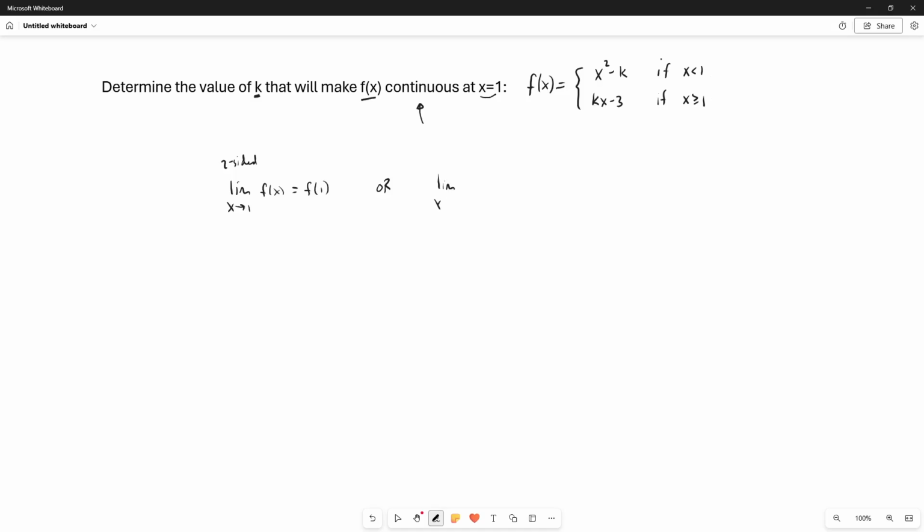The limit as x approaches 1 from the left is equal to the limit as x approaches 1 from the right, and then equal to the function value. So we should check three things. We should calculate all three of these things and see if they are all equal to each other. If they are, then the function is continuous. If they're not, then the function has a discontinuity.